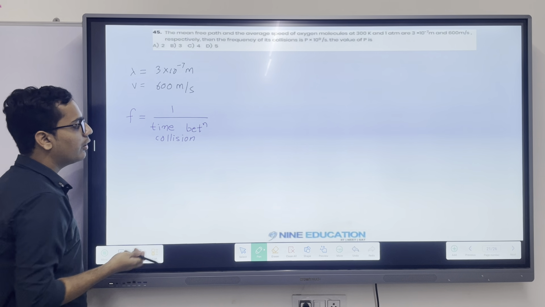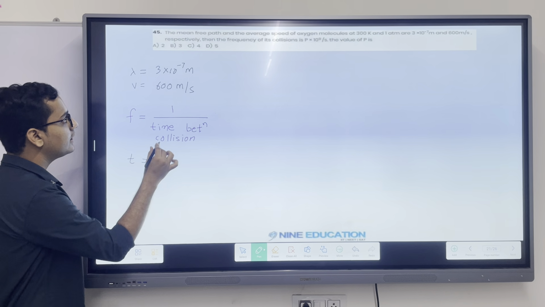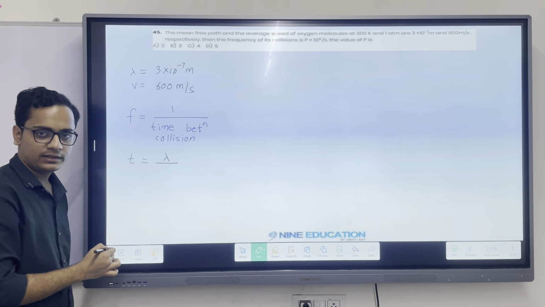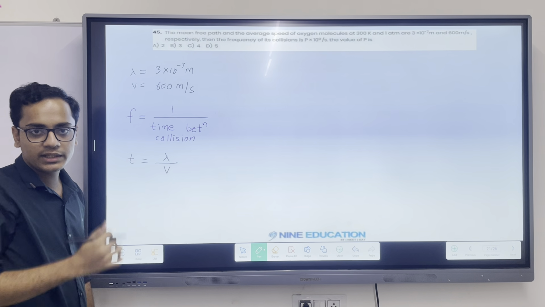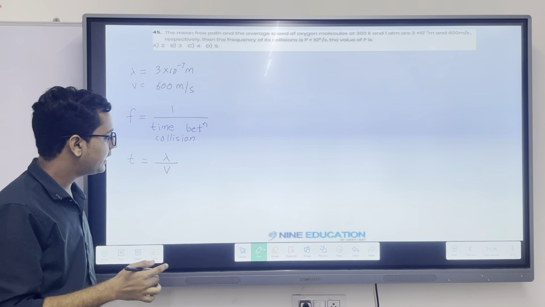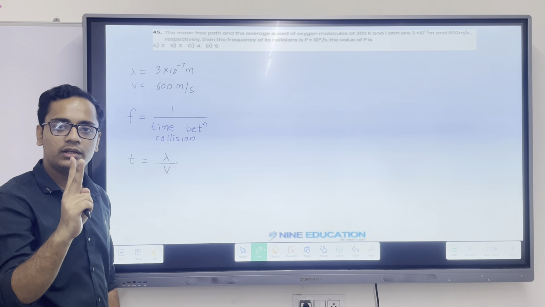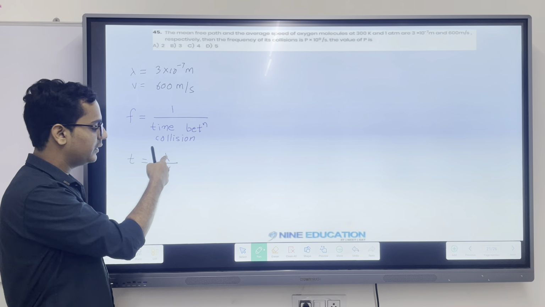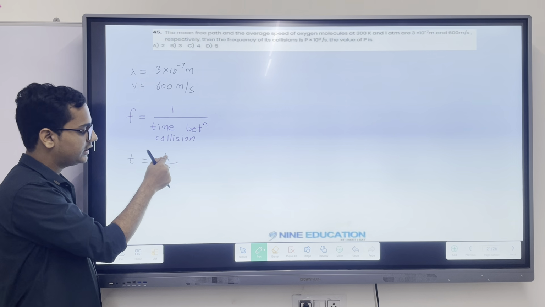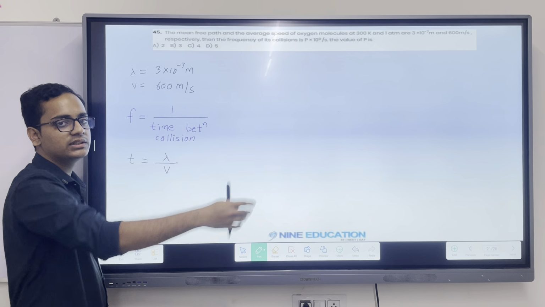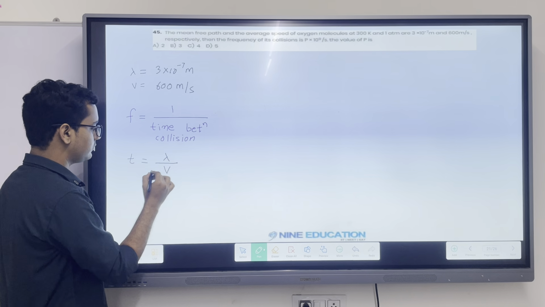Okay. Now, how do I calculate the time between the collisions? Time between the collisions is basically mean free path divided by velocity. Distance divided by velocity is time. Or in better words, this mean free path is nothing but the average distance between the collisions of the two molecules. So this is the distance taken by the molecule for the collision, and this v is the speed with which that molecule was traveling. So this is the time for one collision.